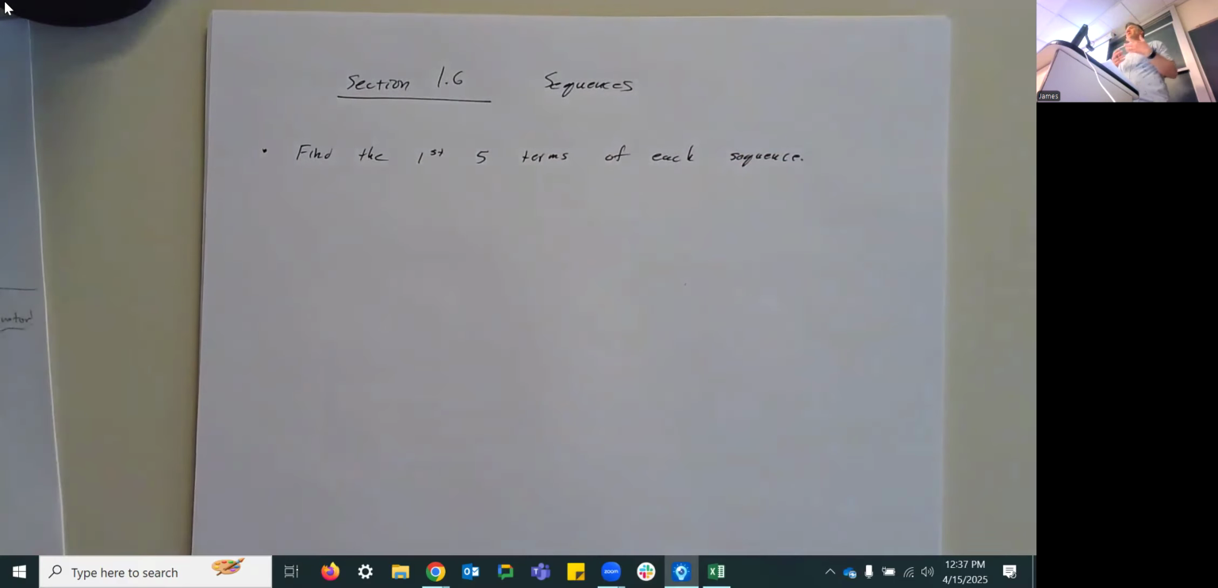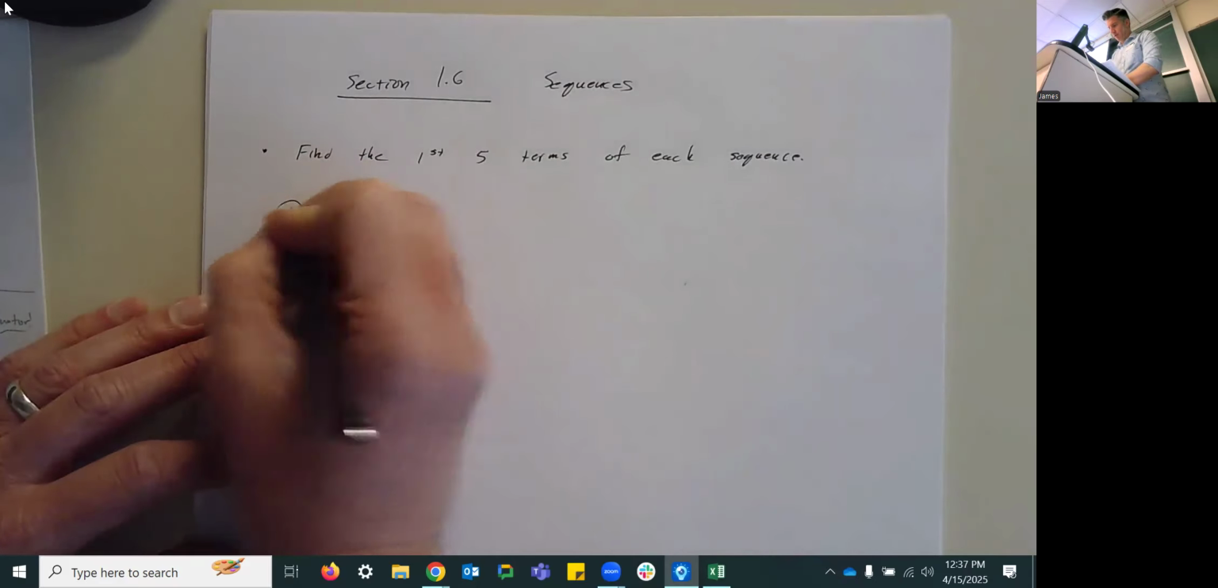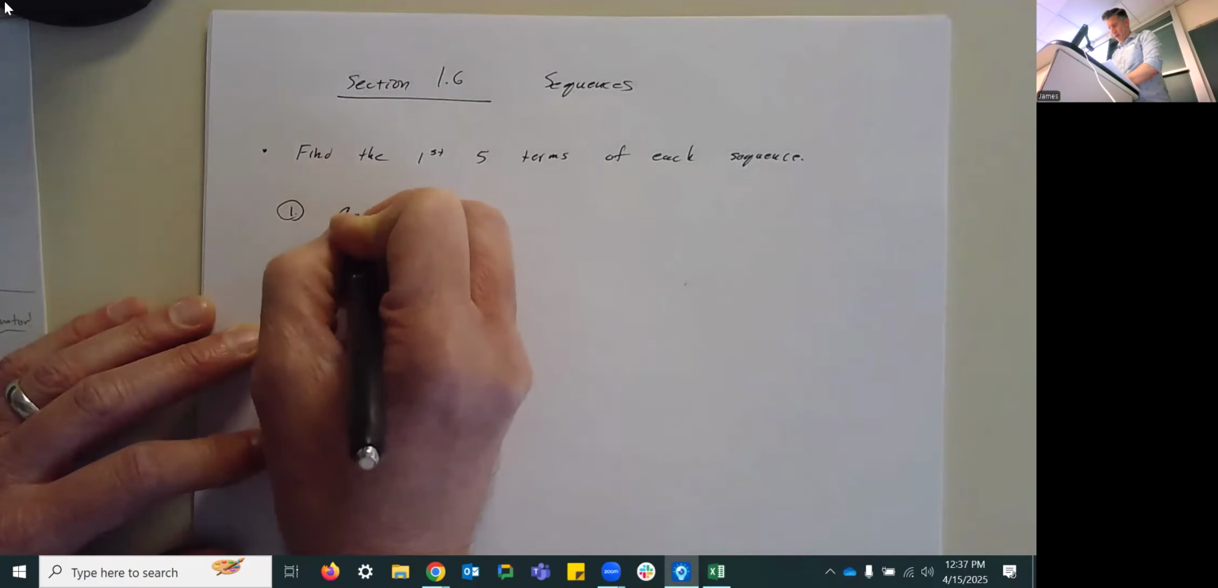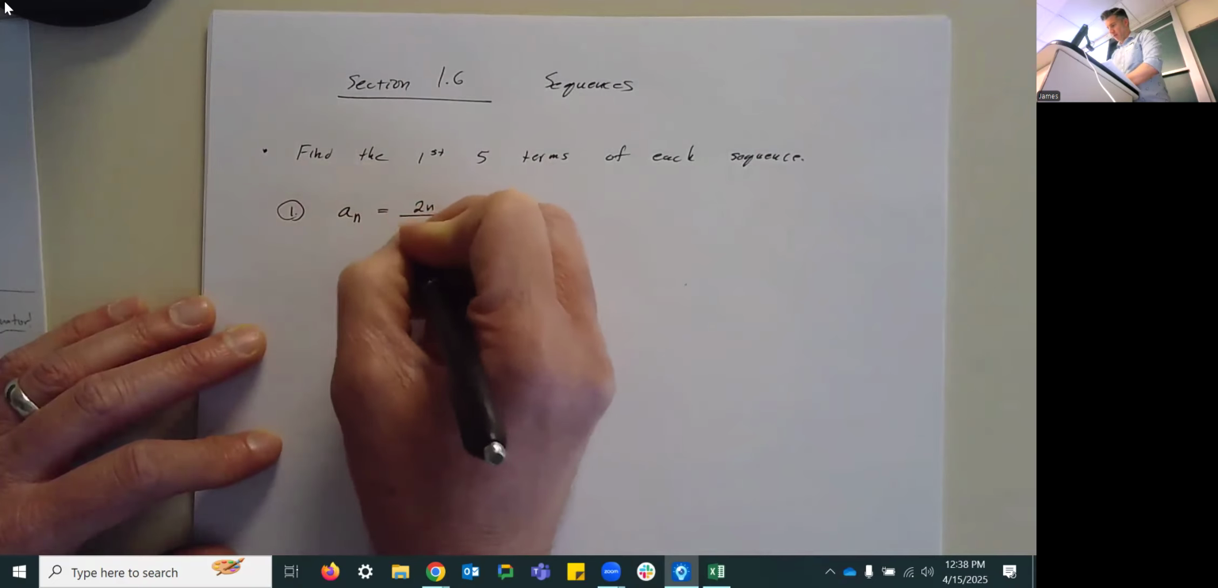I would point out a sequence is really just a function. It just has some special kind of requirements. Here's what I mean by that. So here's our first example. Let's say our sequence is a sub n is equal to 2n divided by n plus 1.